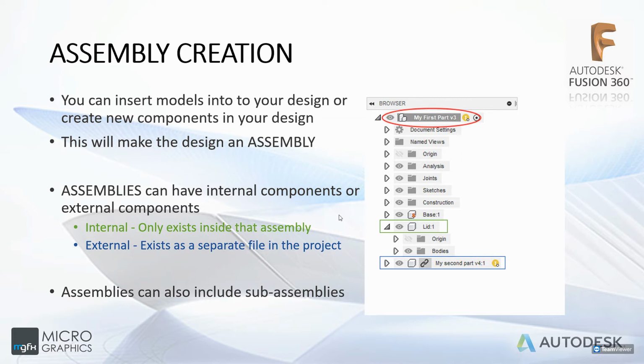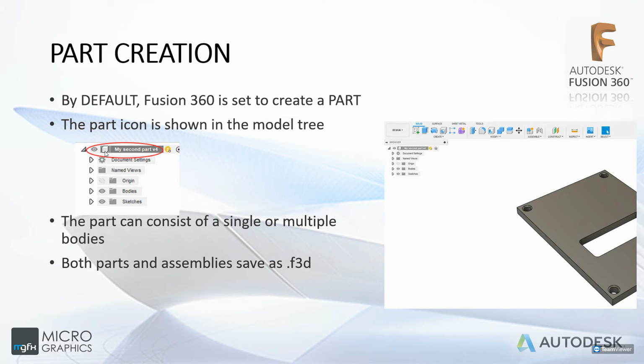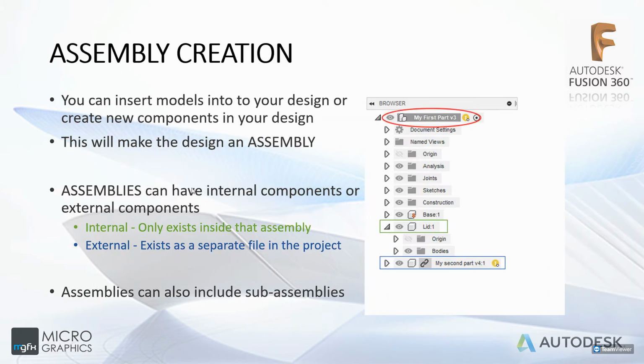Assembly creation. You can insert models into your design or create new components in your design. When you create your first body, it'll remain a part. The moment you insert another part into it, your little icon here changes and it now becomes an assembly. So as stated here in the second line, when you insert something in, this will make your design an assembly. And you'll see the three blocks instead of the single block like here.